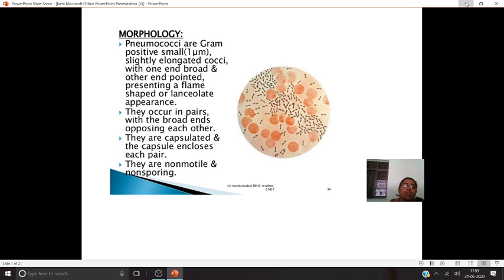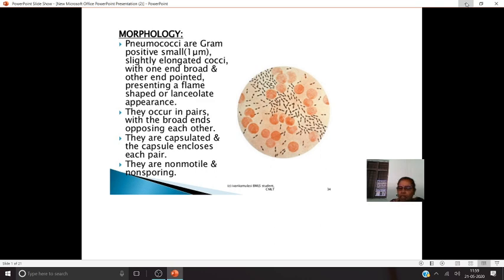Pneumococcus is one of the most important organisms causing many disease conditions in children as well as in adults. It very commonly causes meningitis in adults, and even in children otitis media, and pneumonia is also very common because of pneumococcus. So we are going to discuss the morphology of pneumococci.